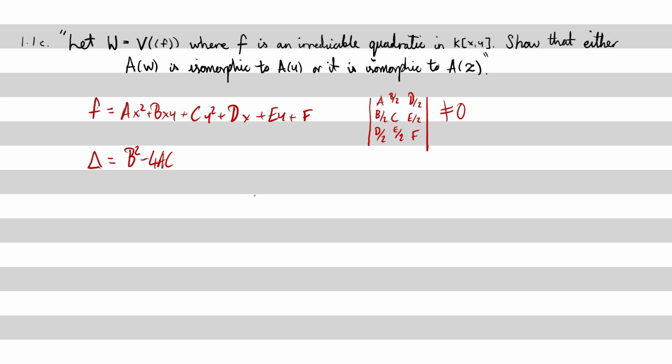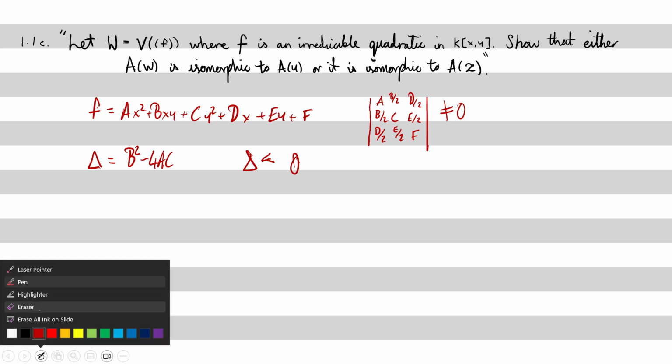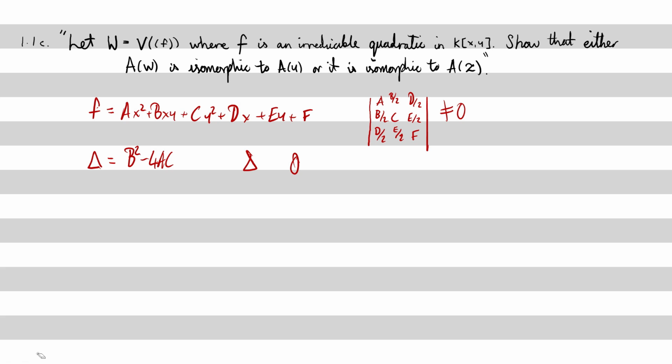Well, if this discriminant is, let's say, less than 0, then, I don't recall which one means hyperbola, which one means parabola, and which one means ellipse. I know that perhaps parabola is equal to 0. It doesn't matter. So, parabola is equal to 0.